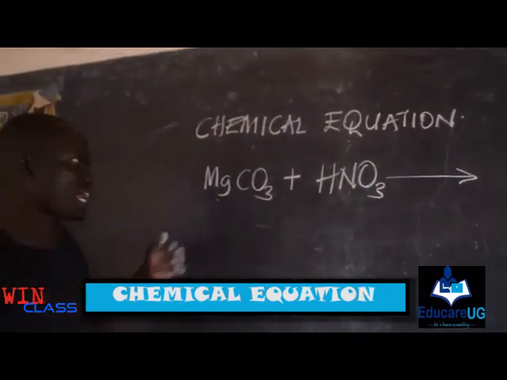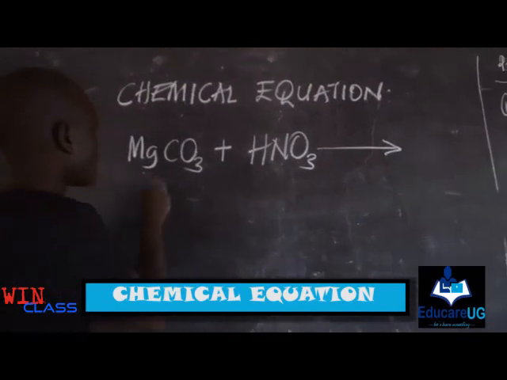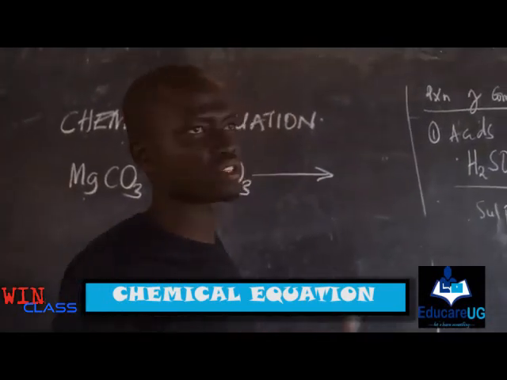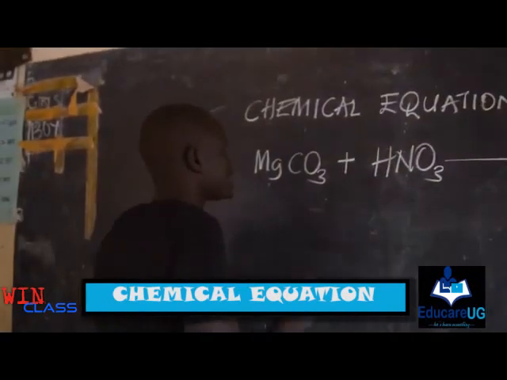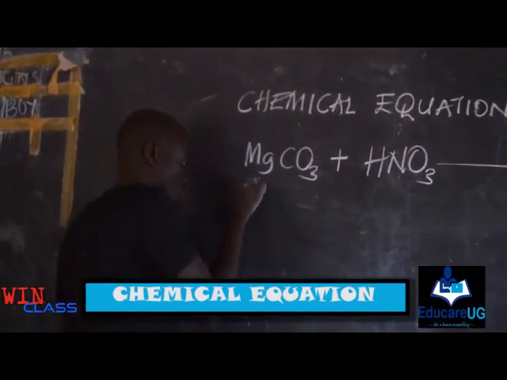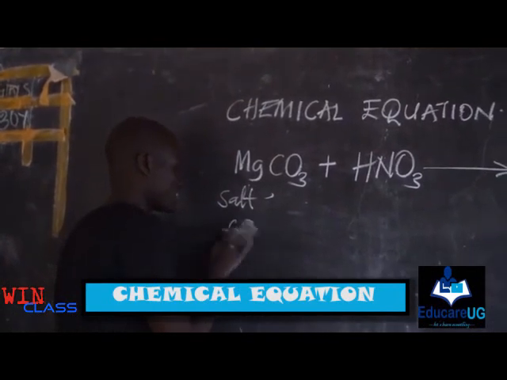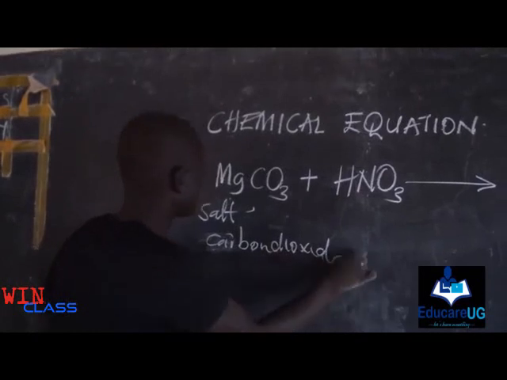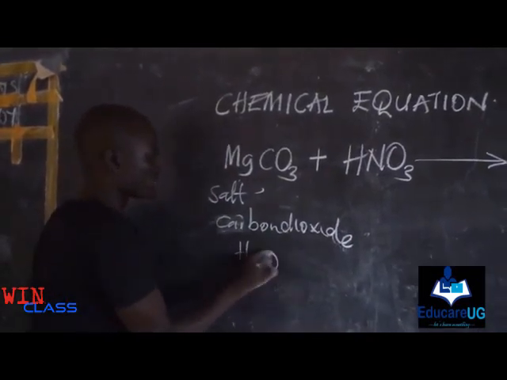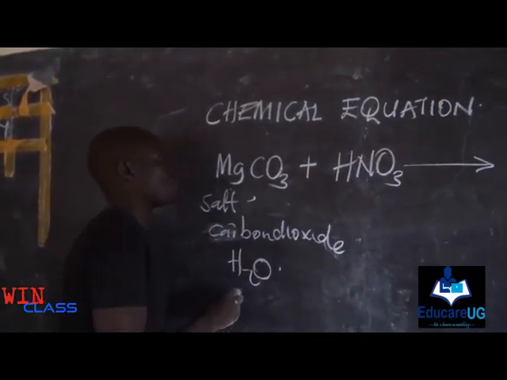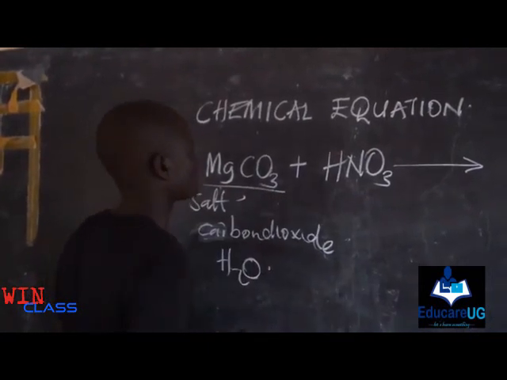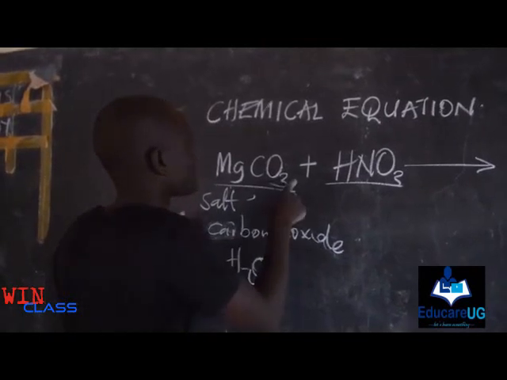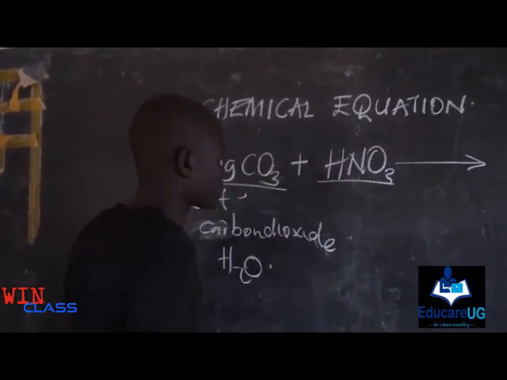But already we know the basics: carbon dioxide and water, then salt. So the major thing is we are getting salt, we are getting carbon dioxide, and then we are also having water. The reactants are magnesium carbonate and nitric acid. But before that, how does the student get to know that this is nitric acid, and this is carbon dioxide?